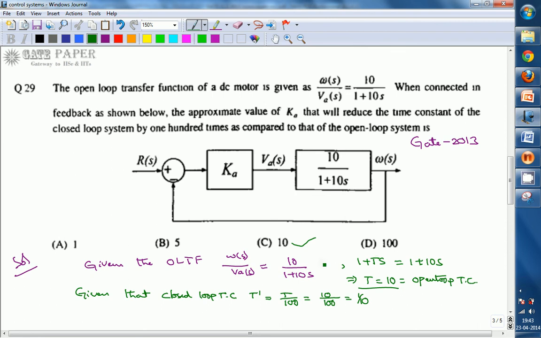So simply, we find the open loop time constant, and given the condition that the closed loop time constant is 1 by 100 times the open loop time constant, depending on that we find the Ka value.